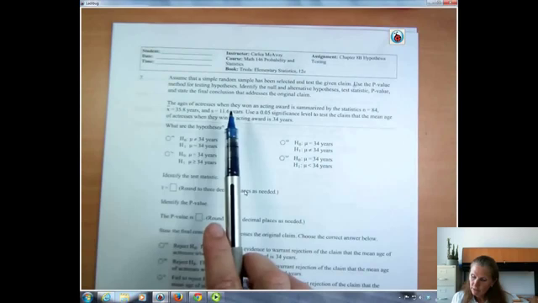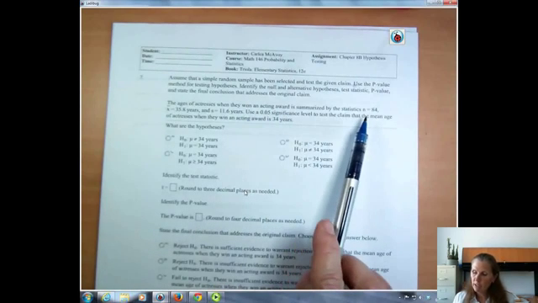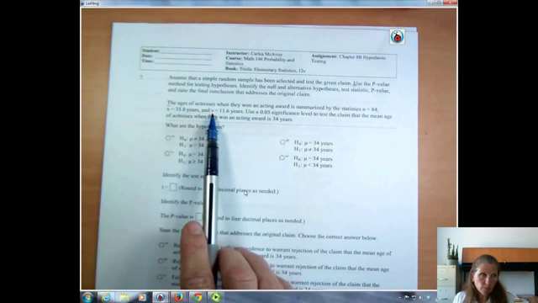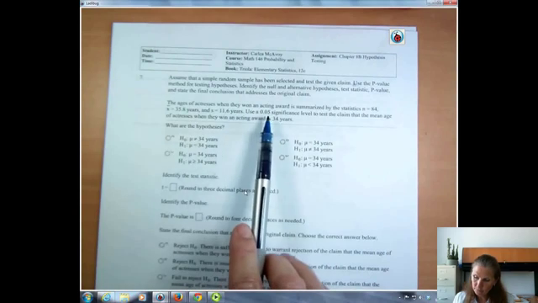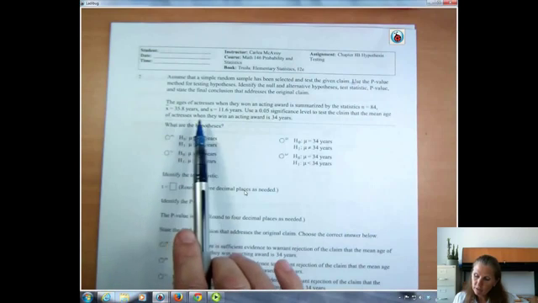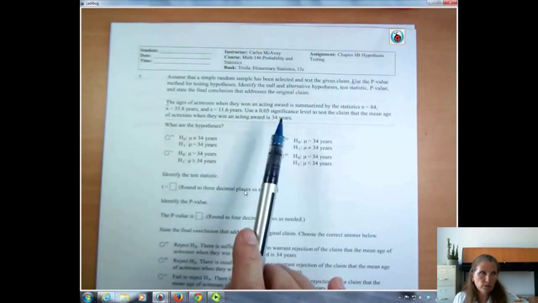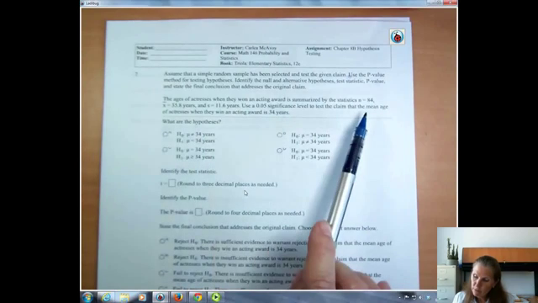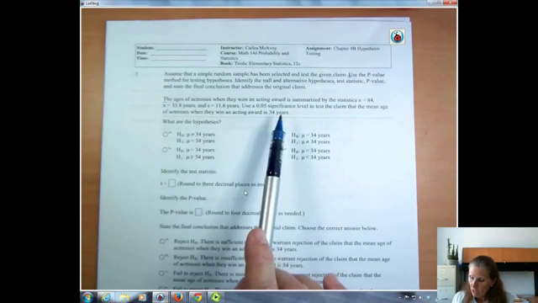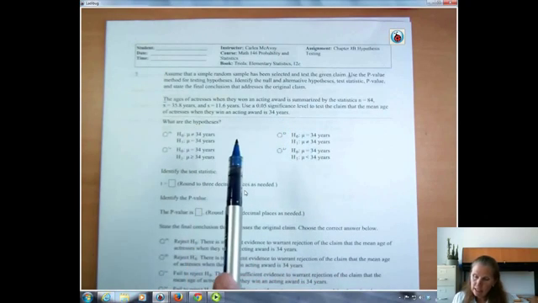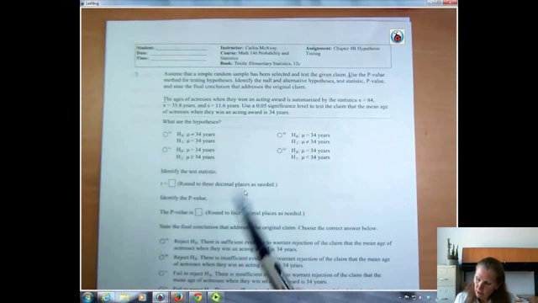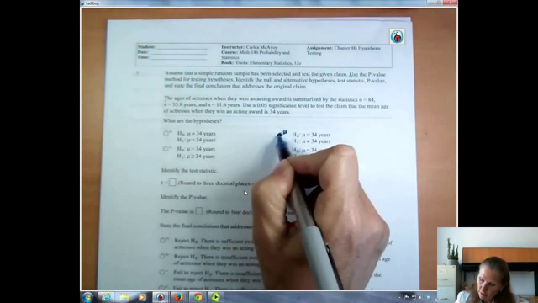The ages of actresses when they won an acting award is summarized by the statistics n equals 84, mean is 35.8, and the sample standard deviation is 11.6 years. Use a 0.05 significance level to test the claim that the mean age of actresses when they win an acting award is 34 years. If they say it is, then we're looking at it could be less than or it could be more than. So we want the does-not-equal version, which is right here.